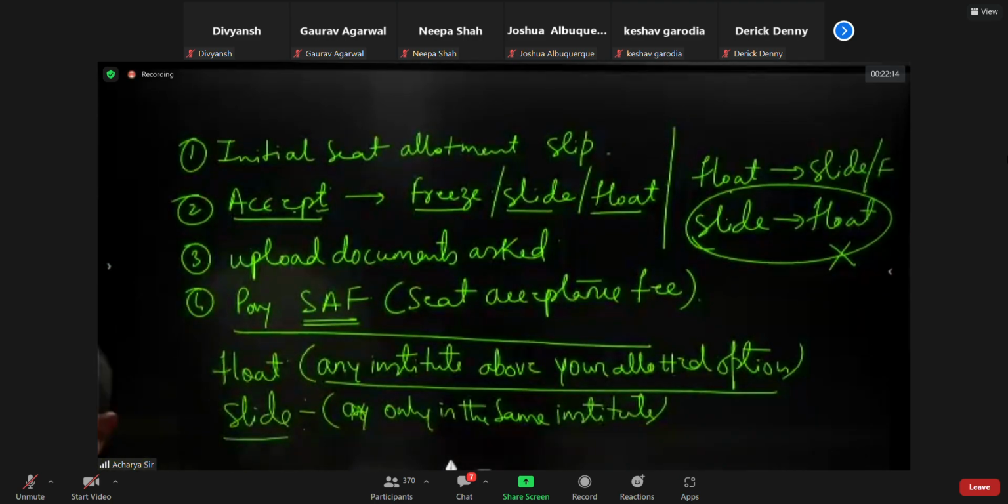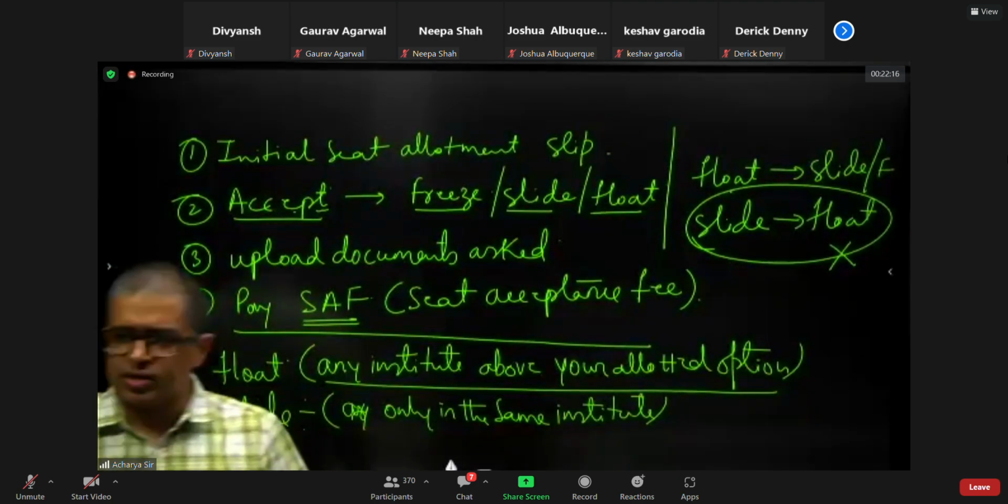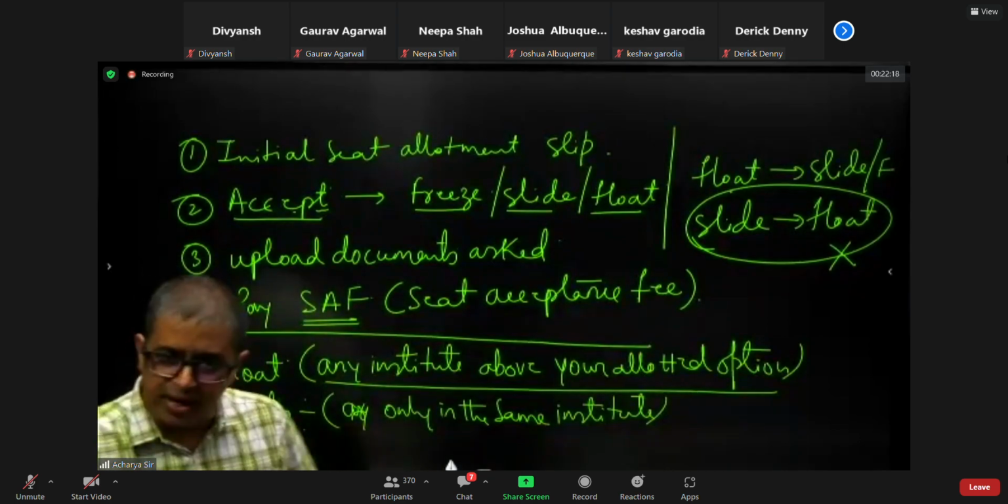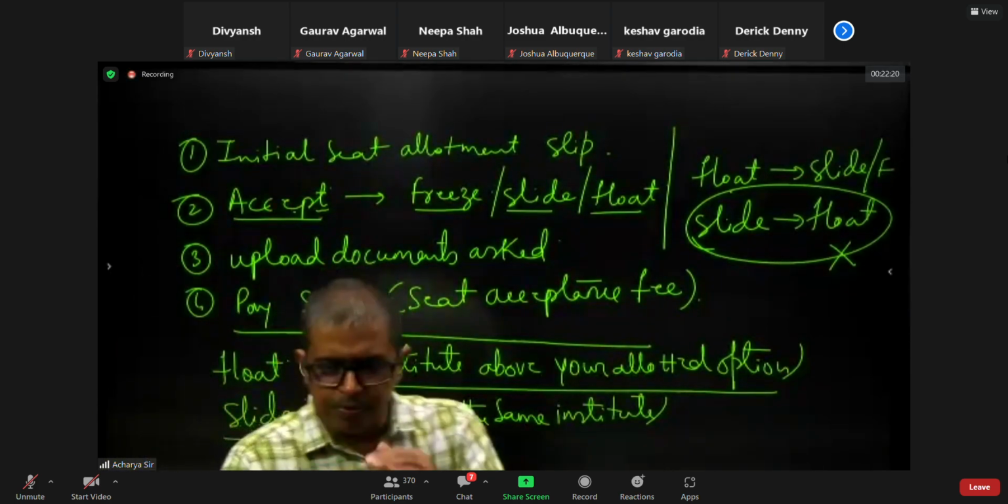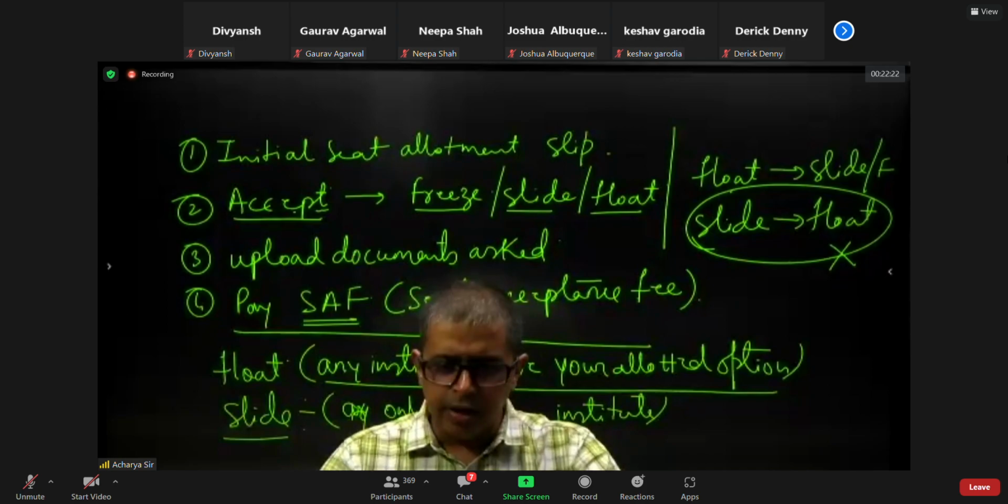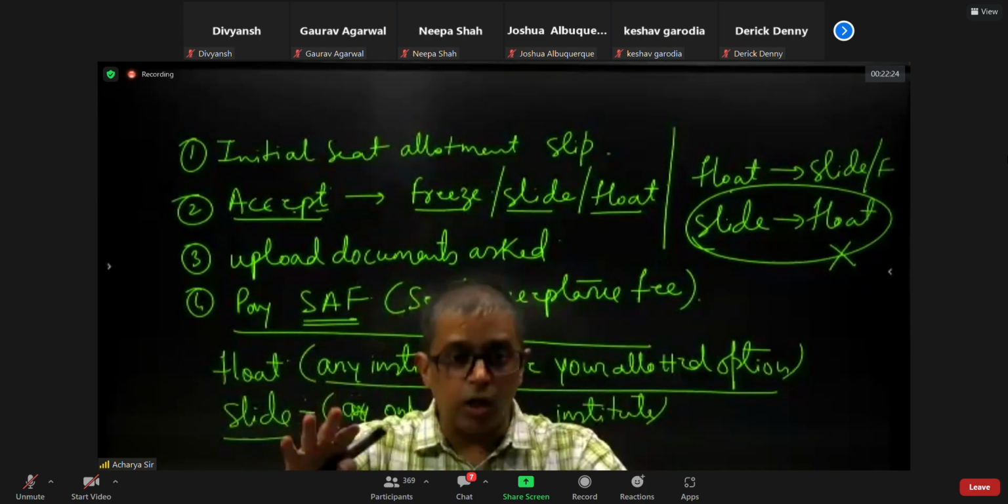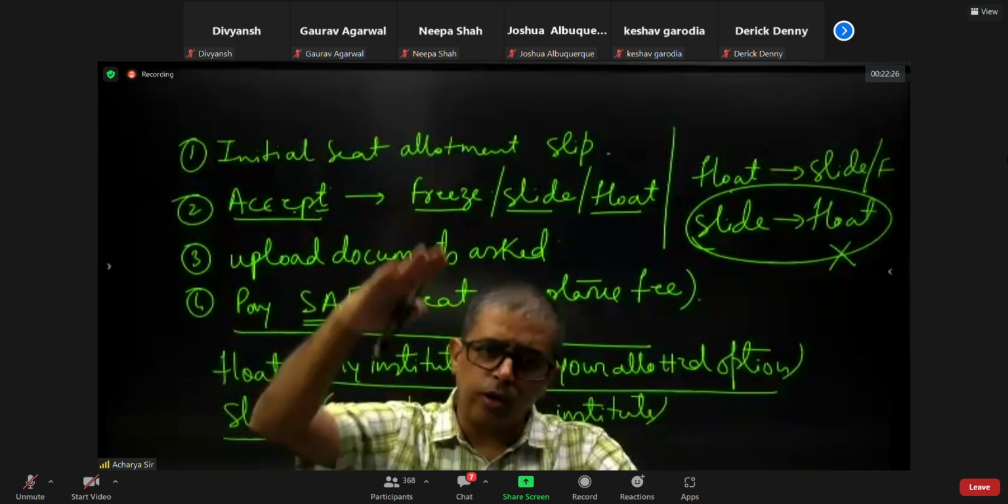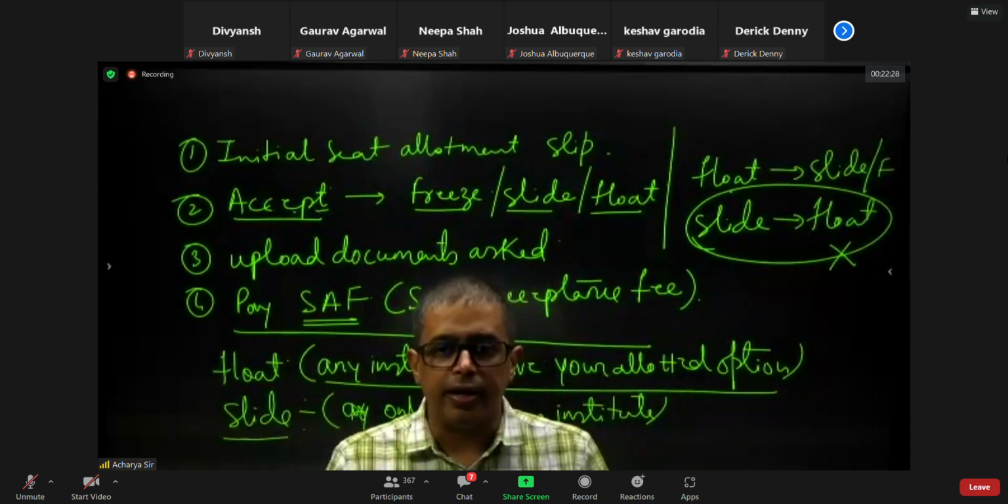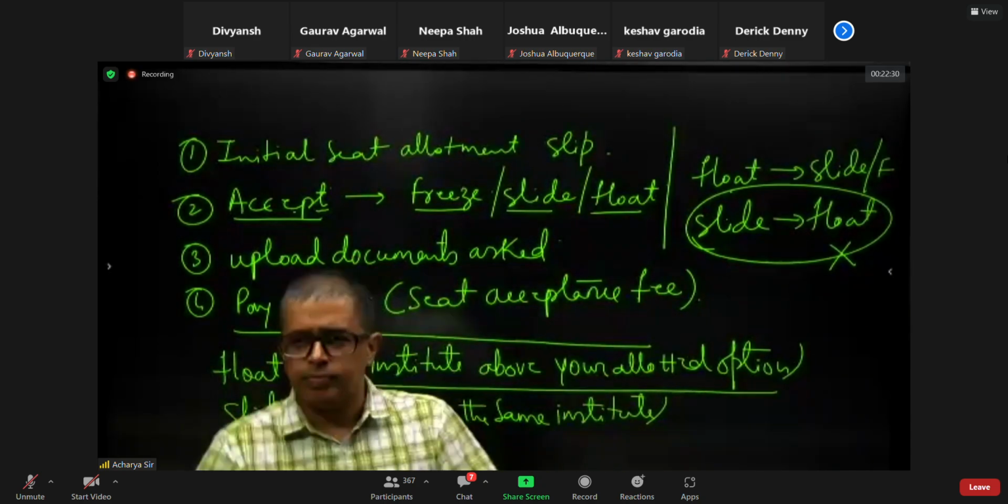Somebody is asking, so branch can be different while we select slide. Yes, branches can be different. It is like, I prefer IIT Delhi. I got mechanical. I am keen on IIT Delhi. I will go to any good branch in IIT Delhi only. That is what is slide.